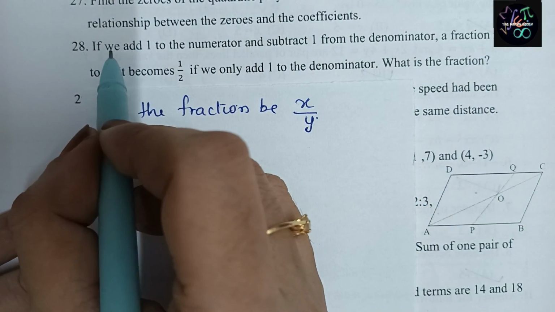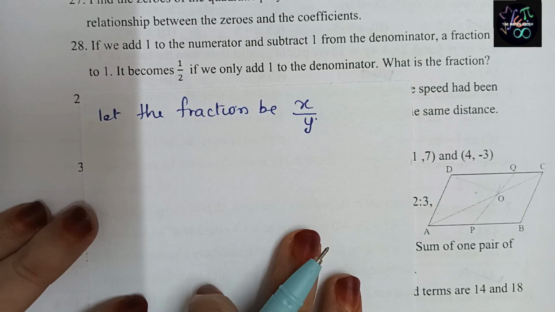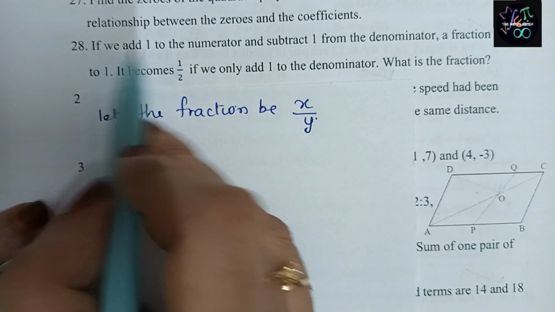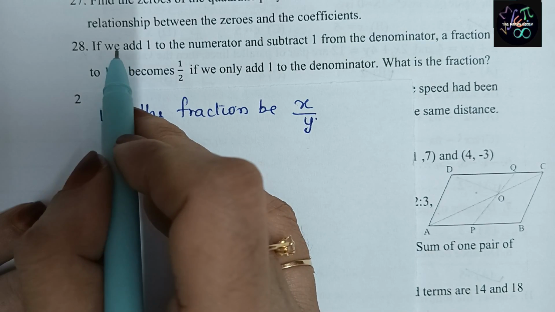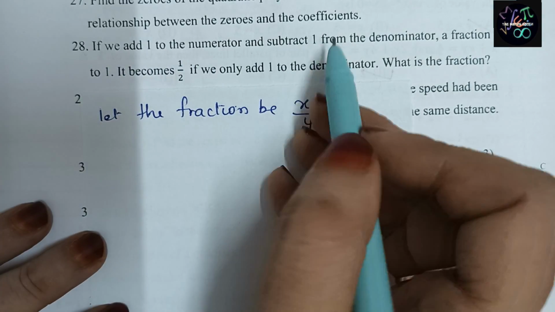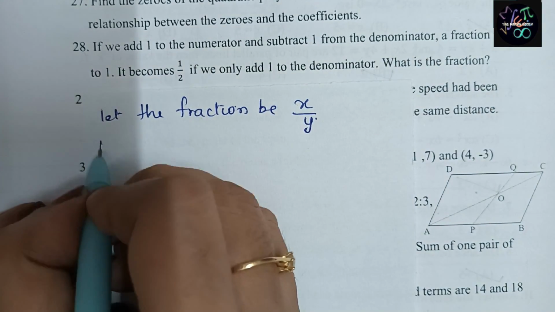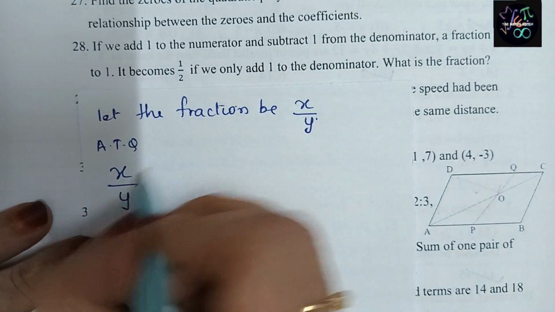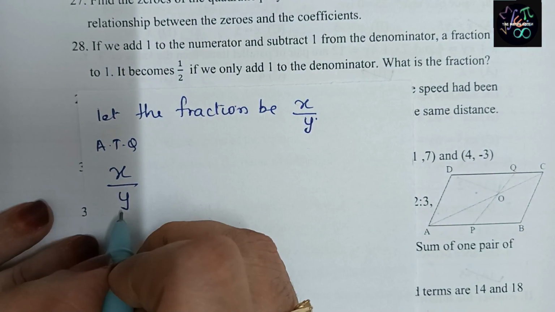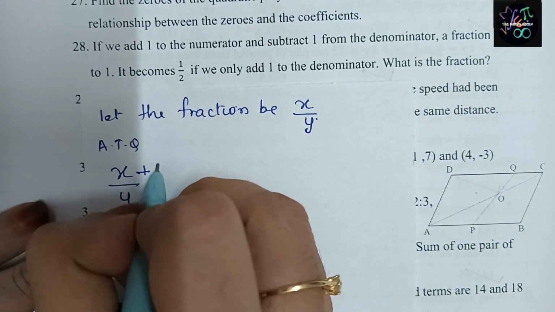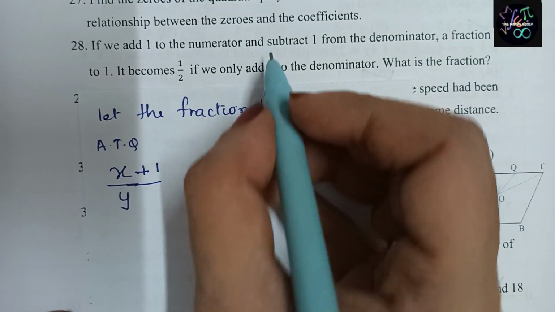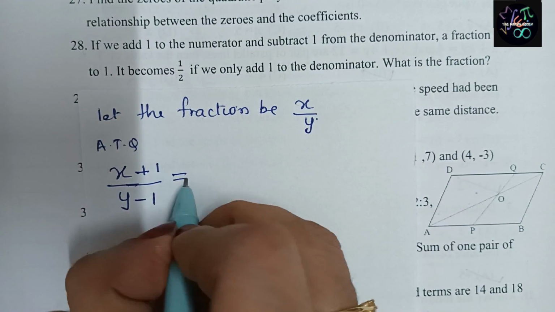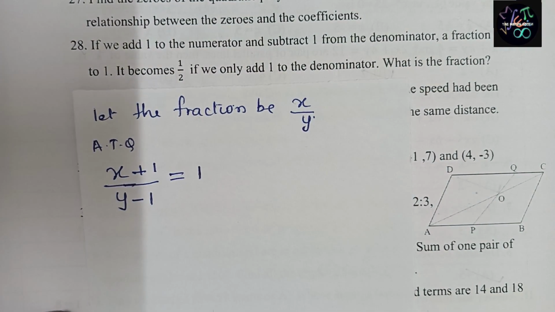The first condition: because this is a question from pair of linear equations, we will have two equations. In the first case, we add 1 to the numerator and subtract 1 from the denominator. According to the question, if I have considered the fraction as x by y, then if we add 1 to the numerator and subtract 1 from the denominator, the fraction reduces to 1. Okay, we got one equation.